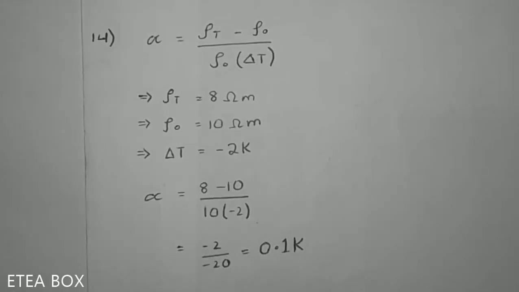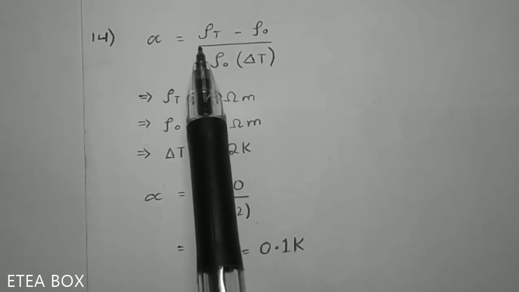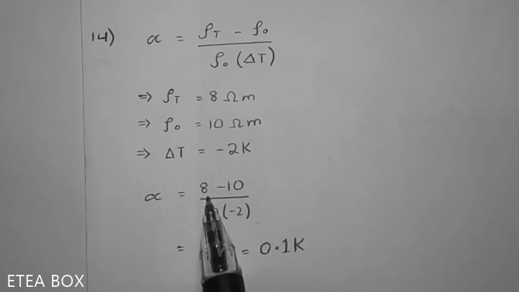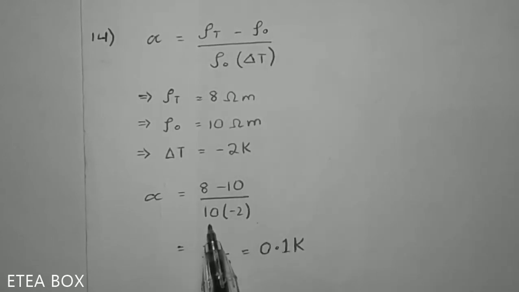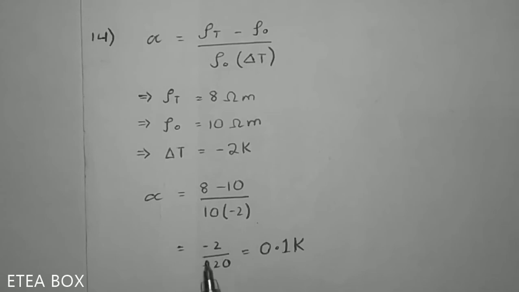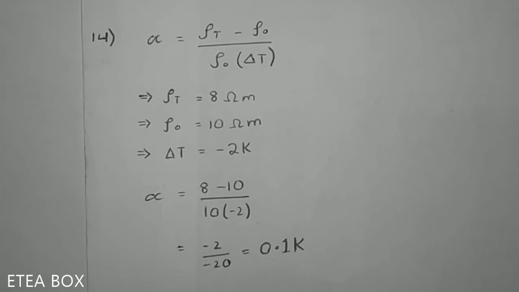Now the final resistivity is the resistivity at T, and the original is 10. Look at here, original resistivity is 10, so we divide by 10, and the change in temperature is minus 2 Kelvin. So here it will come minus 2 divided by minus 20 and the answer is 0.1 Kelvin.